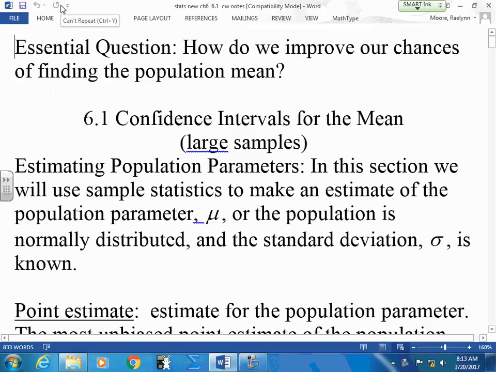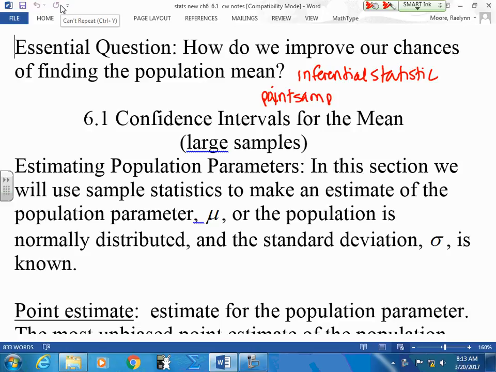So we want to improve our chances of finding something out about the population. We're going to be using inferential statistics. We're going to make a point estimate from our sample, and we're going to make a little confidence interval so that we can make a statement about the population. This is our goal, to make a statement about the population.